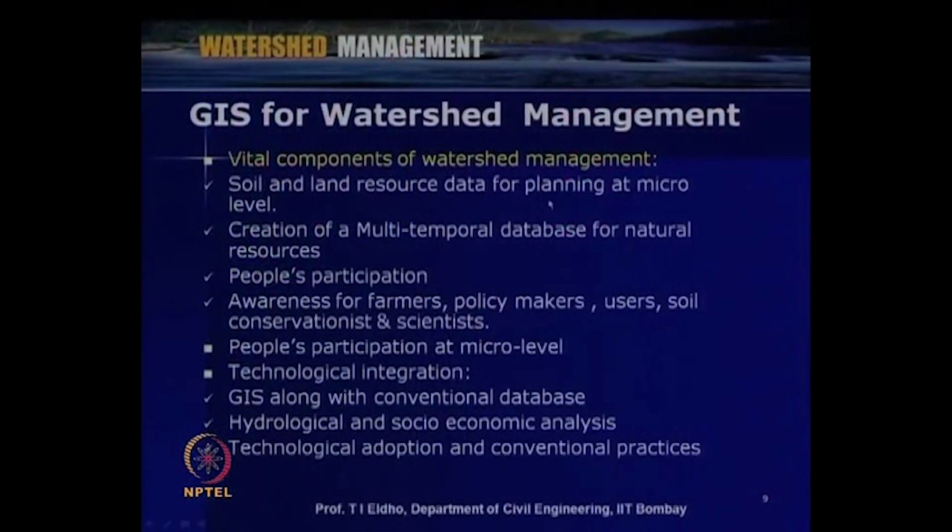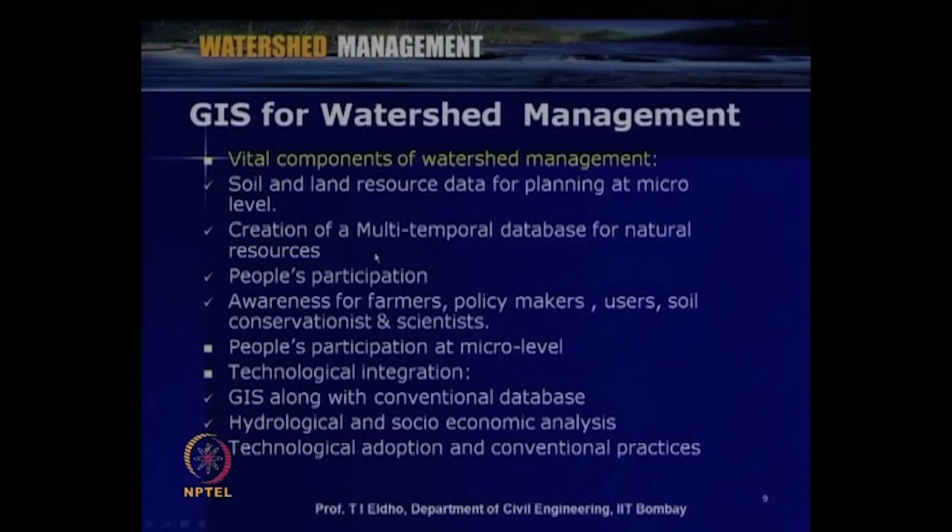Now we will come back to our major topic of watershed management. So, how effectively we can utilize geographic information system within the perspective of watershed management. Let us look into various aspects. So, the vital components of watershed management, various aspects are listed here. Generally we may deal with the soil and land resource data for planning at micro level, or large scale macro level. Then we can create a multi-temporal database for natural resources.